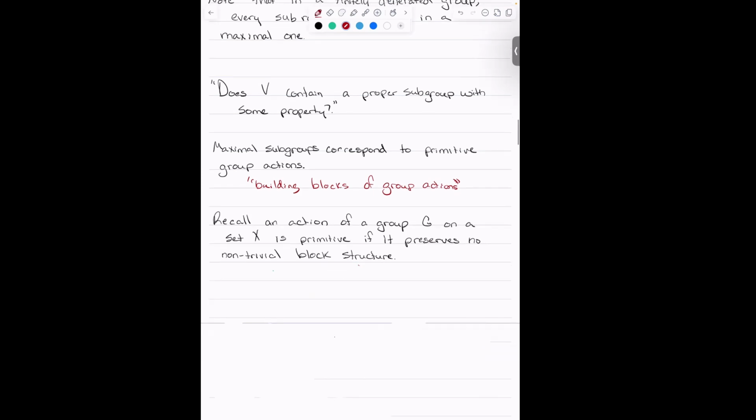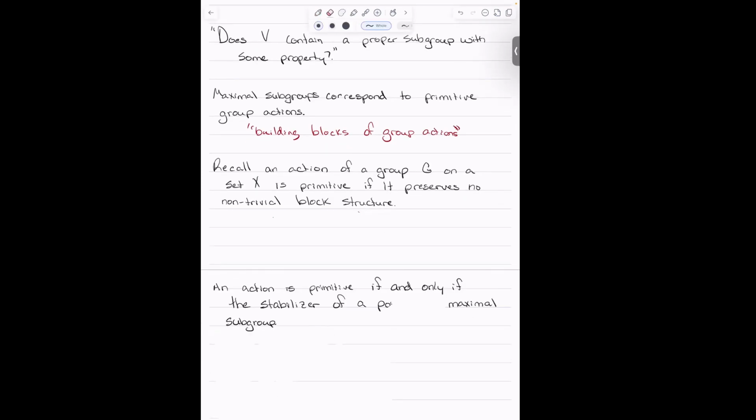The reason that maximal subgroups correspond to primitive group actions is that an action is primitive if and only if the stabilizer of the point is a maximal subgroup. One way to think about this is the way the group acts on the cosets of the maximal subgroup, which is going to be primitive. In general, if you're acting on the cosets of a subgroup, this is going to be primitive if and only if the subgroup is maximal.